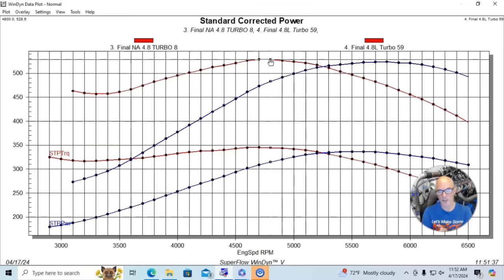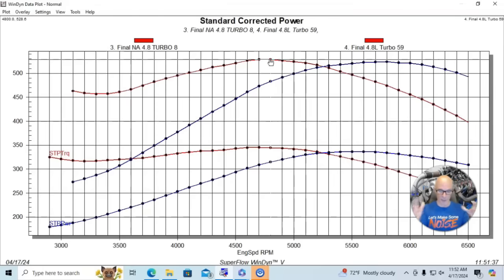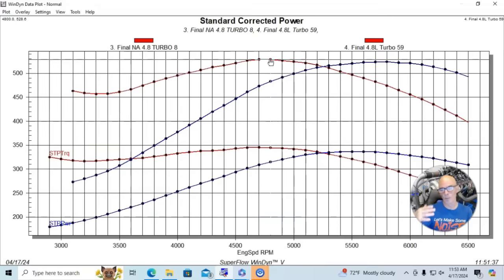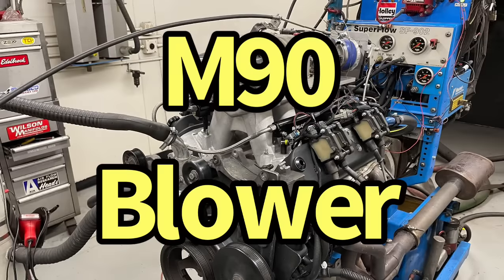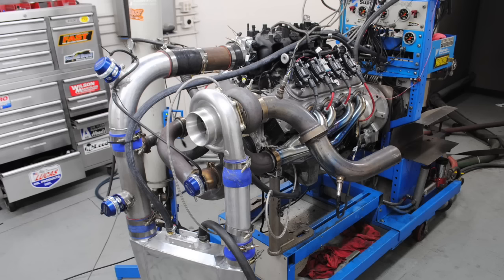And when we compare these two, you'll be able to see the long runner intake manifold also played a big factor in the differences of the power curves of these two combinations. But obviously it's fairly easy to get more than 500 horsepower from a 4.8 with a turbo or a blower. But now let's compare the two. Okay, now let's take a look at a comparison between the supercharged 4.8 liter and the turbocharged 4.8 liter, and there's a lot to look at here because it's pretty cool.